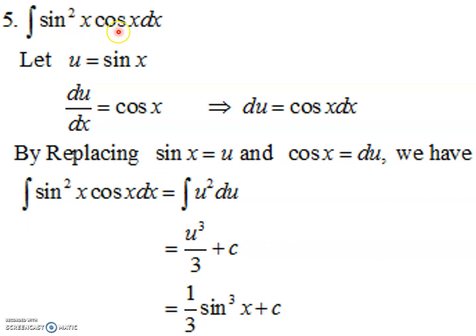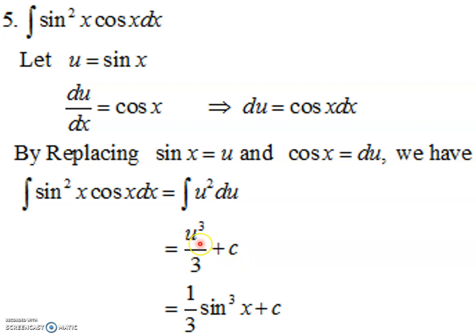Now sin square x into cos x dx is given. u is equal to sin x. We have to substitute: du is equal to cos x dx. We replace sin x with u and cos x dx with du. We have the integral of sin square x cos x dx is equal to u square du. What is the integration of x raised to n? Yes, x raised to n plus 1 upon n plus 1. That's why u raised to 2 plus 1 upon 2 plus 1. 2 plus 1 is 3. That's why u raised to 3 upon 3 plus c.